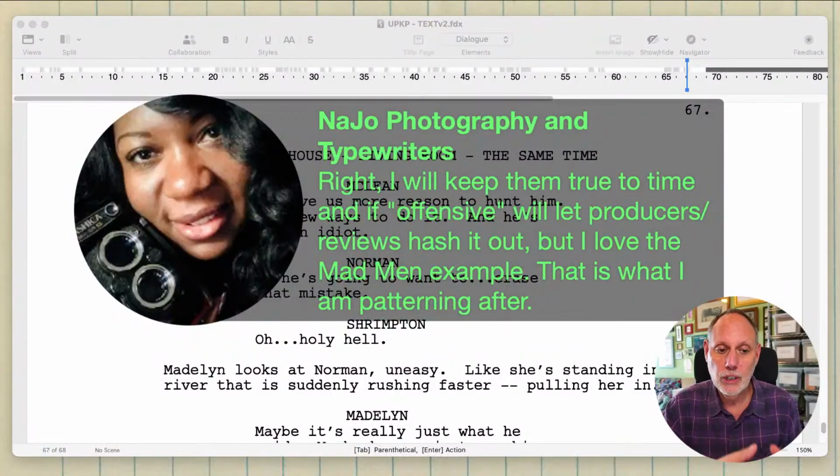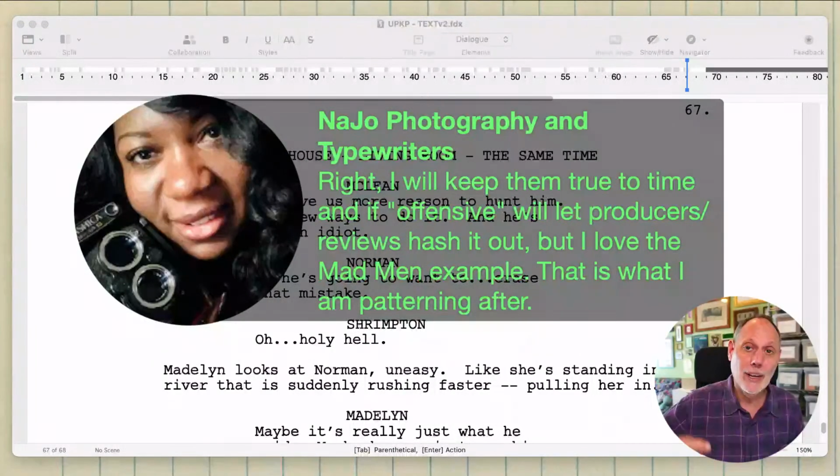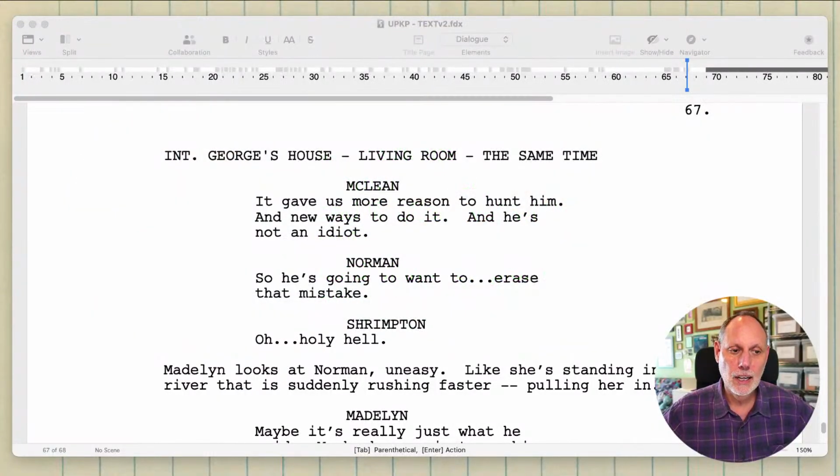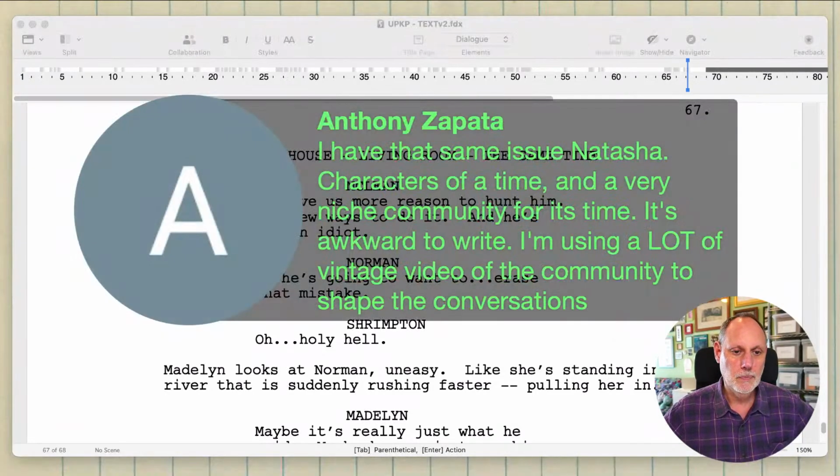Very often, a work of narrative art will have a character do terrible things or say terrible things because they are in the wrong. And we as an audience will feel outrage that what they're doing is wrong. Some people feel outraged that it's even mentioned in the script. That's a very tricky call. I think that thinking in Mad Men terms is probably the way to do it. Same as characters of a time in a very niche community for its time. It's awkward to write. Yes, but that's what's so exciting about those things, that you're getting an insight.